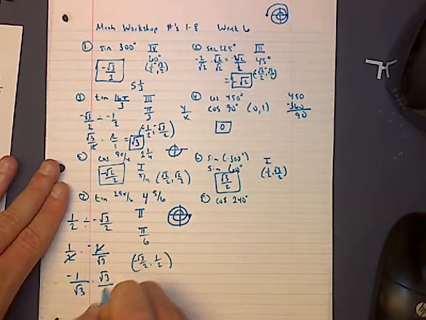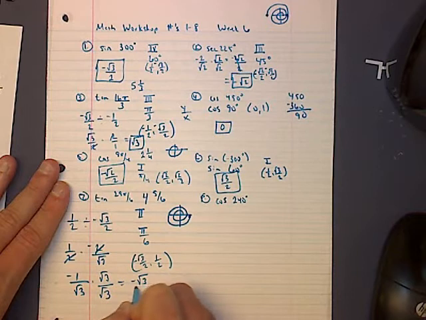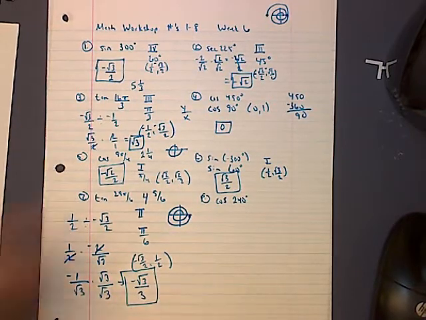Rationalize. I'm left with negative square root of 3 over 3 as my answer.